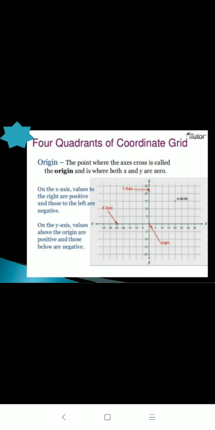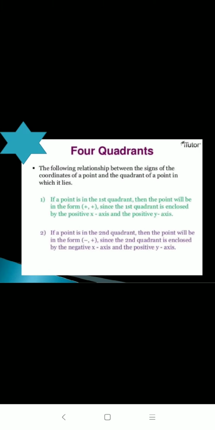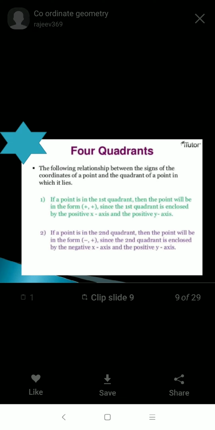In the four quadrants of the coordinate grid, on the x-axis, values to the right are positive and those on the left are negative. On the y-axis, values above the origin are positive and below the origin are negative. Thus, we have learned the relationship between the signs of the coordinates of a point and the quadrant in which it lies.